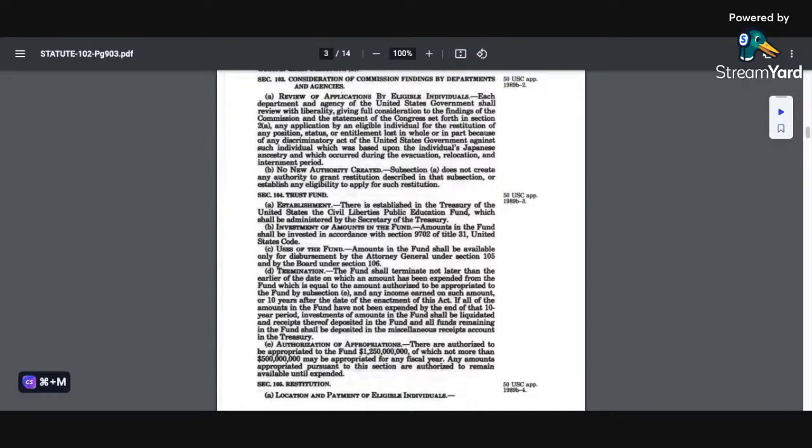B. No new authority created. Subsection A does not create any authority to grant restitution described in that subsection or establish any eligibility to apply for such restitution.